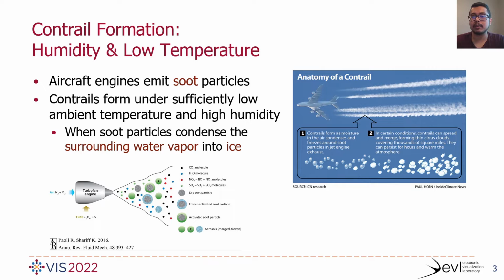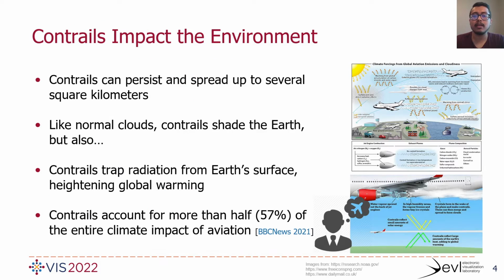Essentially, aircraft engines emit hot gases and particles such as soot. When the ambient temperature is low and there is high humidity, these soot particles can condense the surrounding water vapor into ice and they become visible. Under the right conditions, contrails can persist and spread up to several square kilometers.